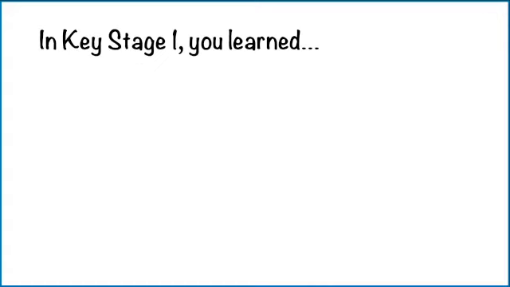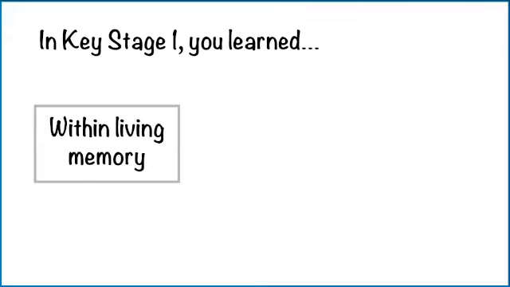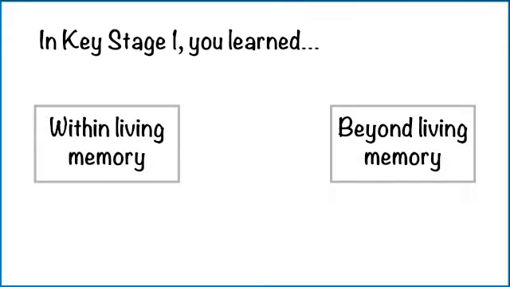Hopefully, from Key Stage 1, you can remember this. We describe the past as either being within living memory or beyond it. Can you remember what they mean? Within living memory is something that happened during the last 100 years or so. It means there are people alive today that were alive when it happened. Beyond living memory is further in the past, and no one is alive from when it happened.